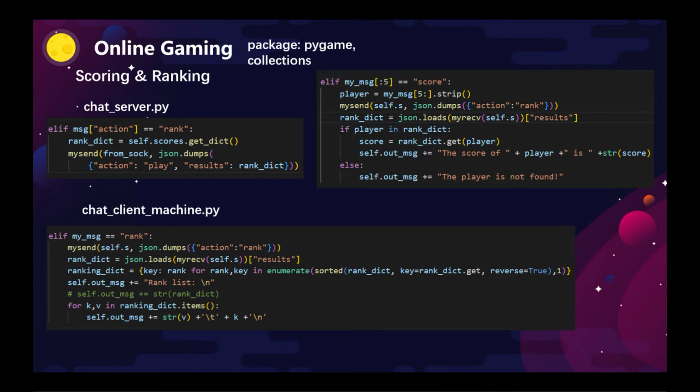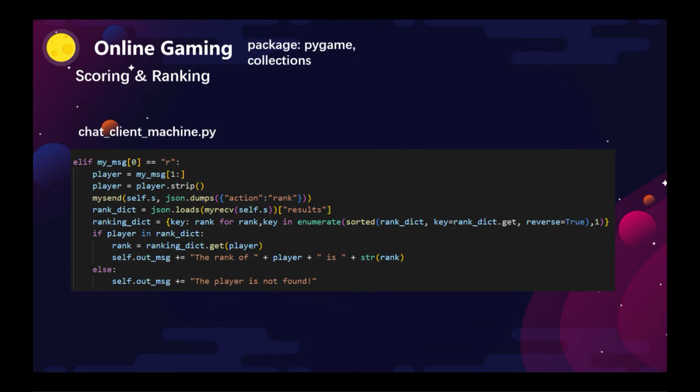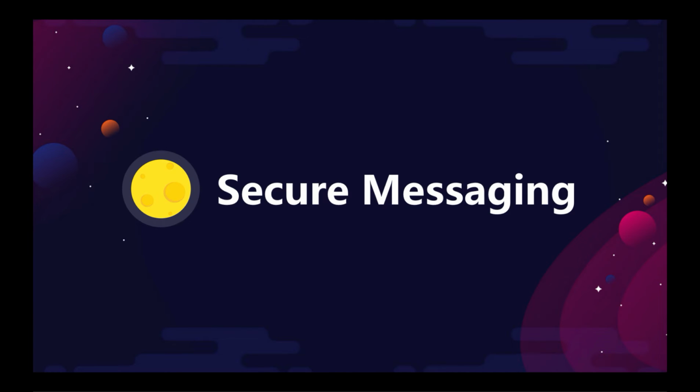In the server file, these actions are all rank, so that the server will send the rank dictionary back. This dictionary includes player and his score, so we could use the enumerate function to get the number of the rank. This function is to check the ranking of the specified player. Then the last topic, secure messaging.